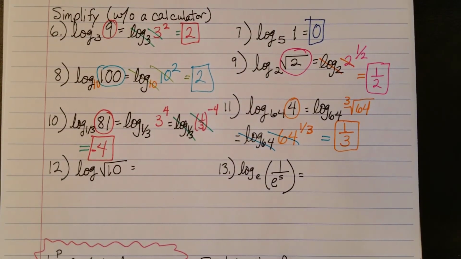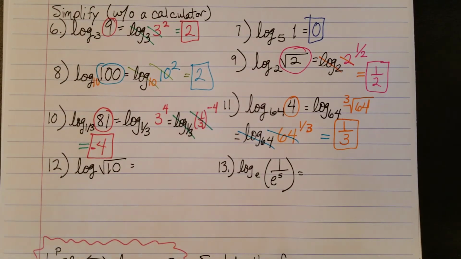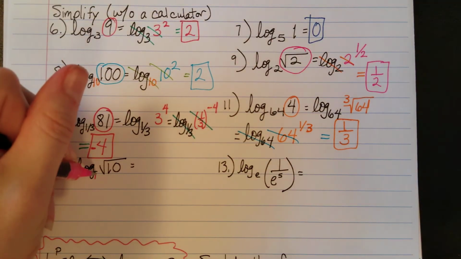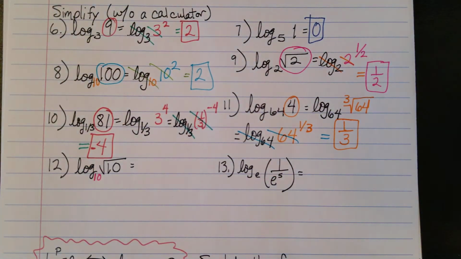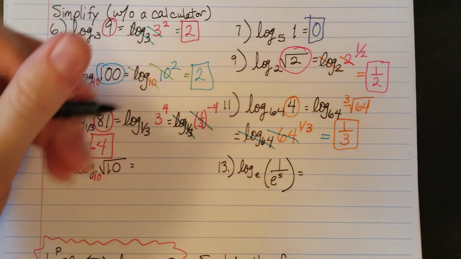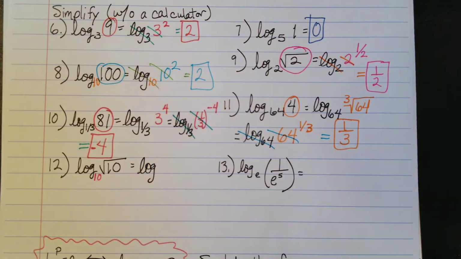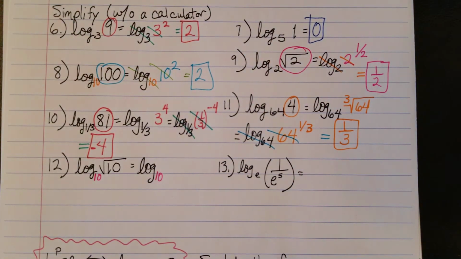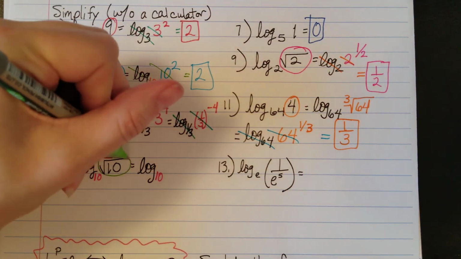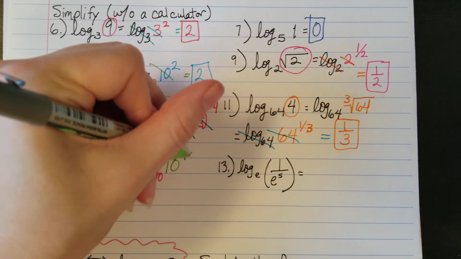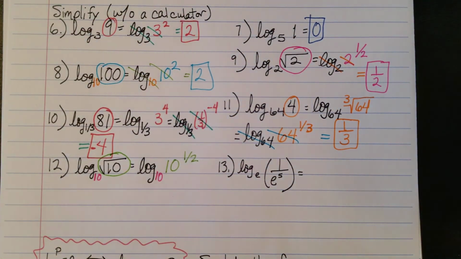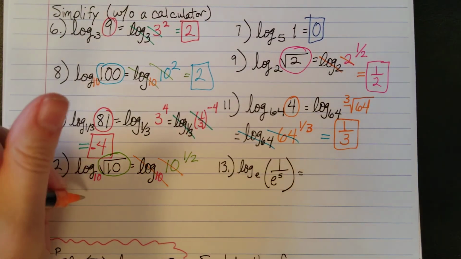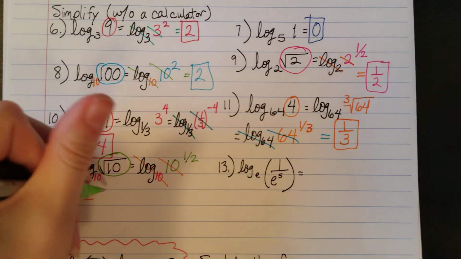Okay. So number 12, log of square root of 10. Since it's not showing the base, we know the base is understood to be 10. And then we want to rewrite the square root of 10 as 10 to a power. So we know the square root is the same thing as the 1/2 power. So then we can cancel those, and our final answer is 1/2.